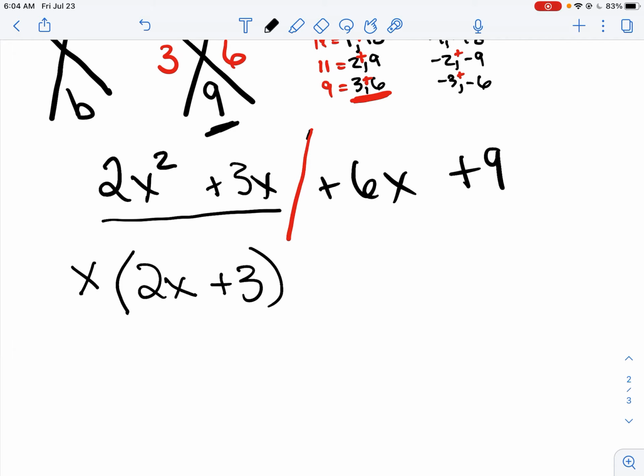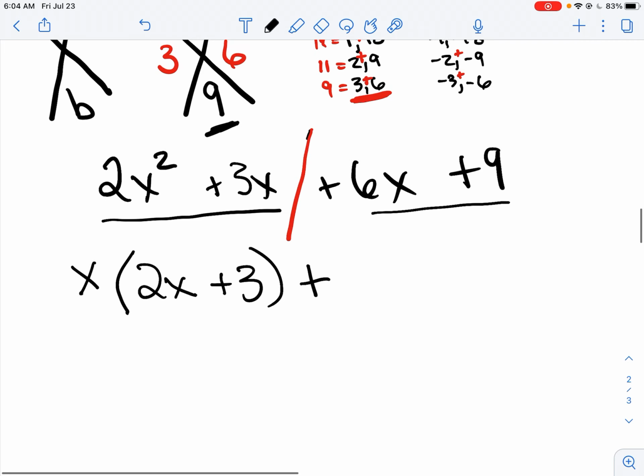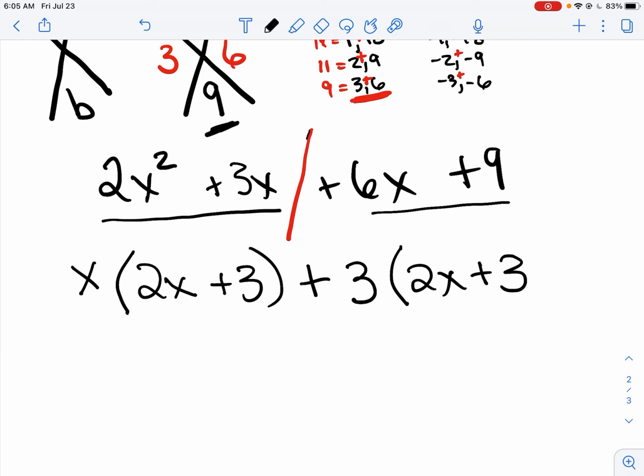So now I look at the second part, okay? And I need to write down that plus sign. If it was a negative, I'd write it down a negative, but I'm not factoring out a negative. I'm just leaving it as is. Now, I look at this part. What do these two have in common? They have a 3 in common. 6x divided by 3 would get me 2x. 9 divided by 3 would get me 3. So if I was to multiply this back through, would I get this right here? I would.